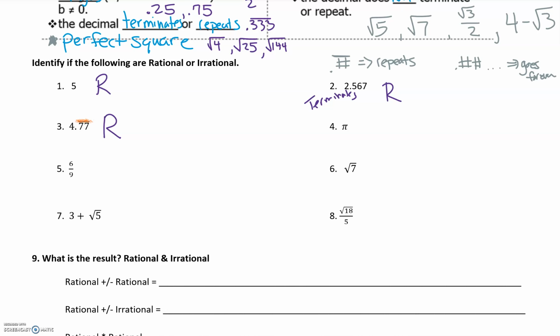All right, number 4 is pi. Remember, we talked about pi, and pi is just a symbol that represents that number 3.141597, and so on, and it keeps going forever and ever with no set pattern. So this one does not terminate or repeat, so it is irrational.